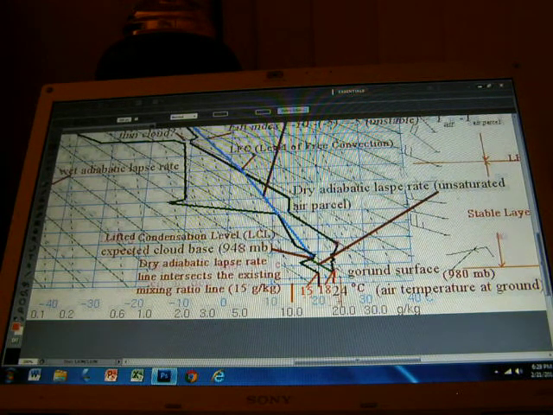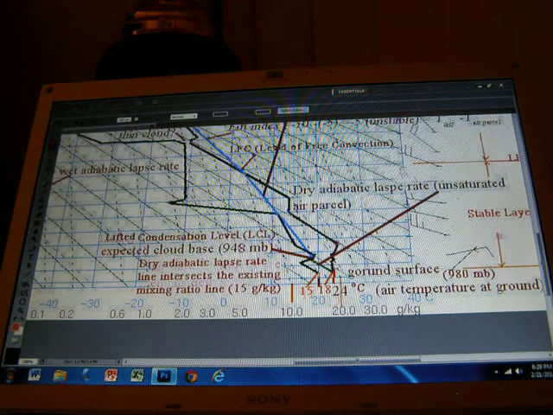We can figure out the mixing ratio and saturation mixing ratio. Saturation mixing ratio is derived from the air temperature of 24 degrees here. We look at the nearby mixing ratio lines. This one is 20 gram per kilogram, and it's very close to 20 gram per kilogram. We can interpret it as 18 gram per kilogram.